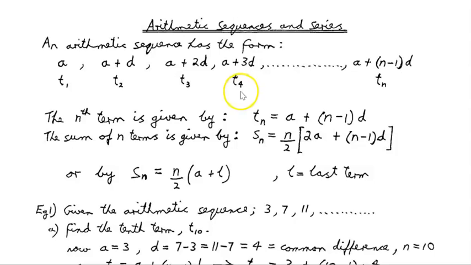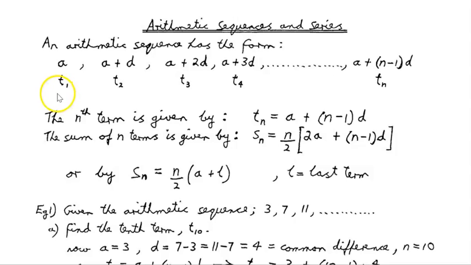Notice T4 here, n minus 1 is 3, so 3D. Term 3, n minus 1 is 2. Term 2, n minus 1 is 1. An arithmetic sequence is just something that goes up by a fixed amount.